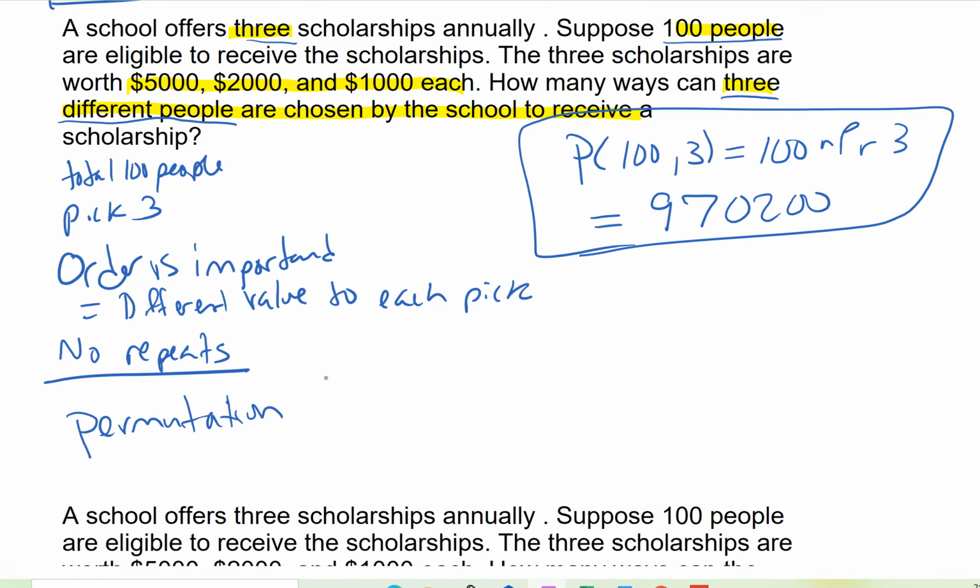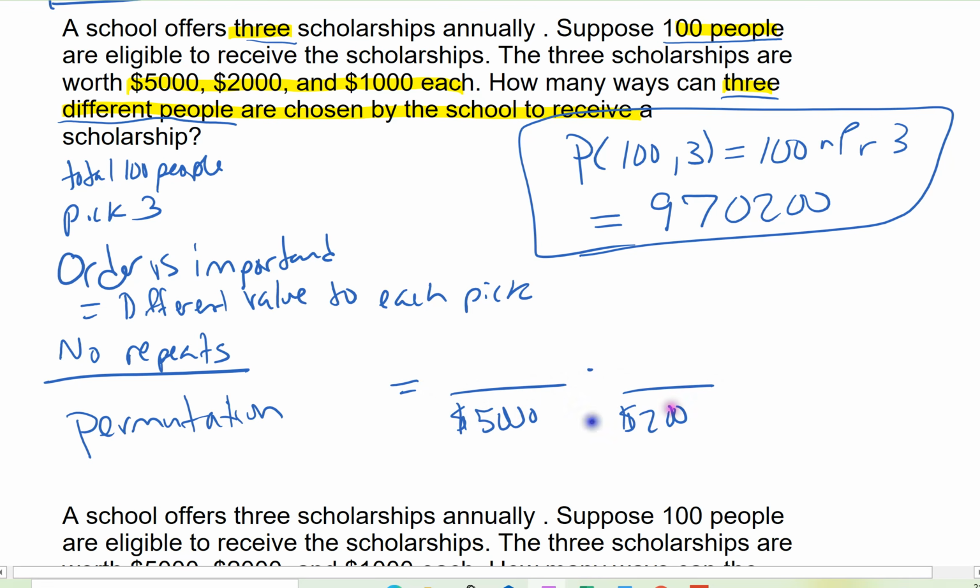I could have solved this a different way. I could have given out the $5,000, $2,000, and $1,000 scholarships, which means for the first one there would have been 100 people I could give the $5,000 scholarship to. I've already picked one person, which means there would have been 99 left for the $2,000. After that, there should be 98 left for the $1,000.